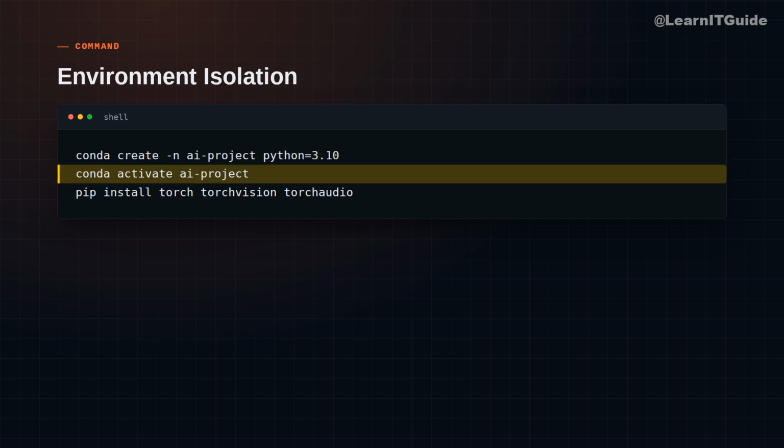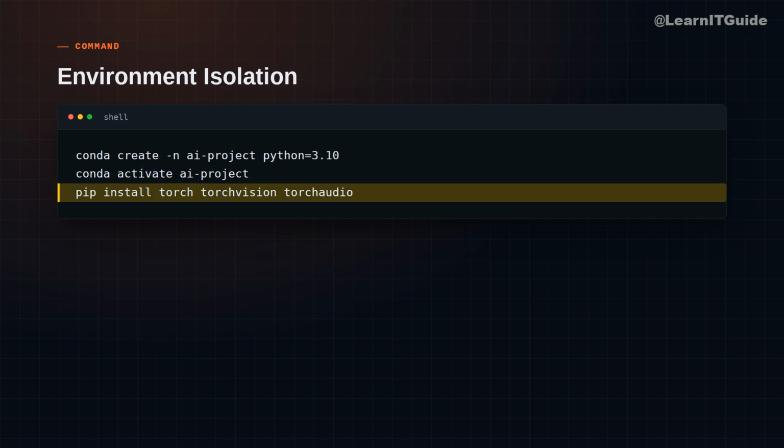Line 2 activates that environment so all subsequent installs are contained. Line 3 installs PyTorch. By keeping your environment separate, you prevent version conflicts between different projects. This is essential when one project requires PyTorch 1.13 and another requires PyTorch 2.1.